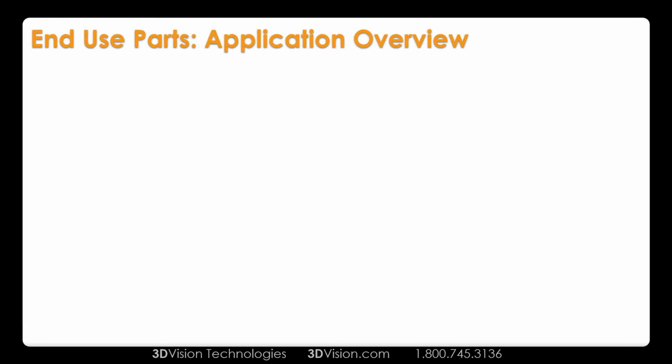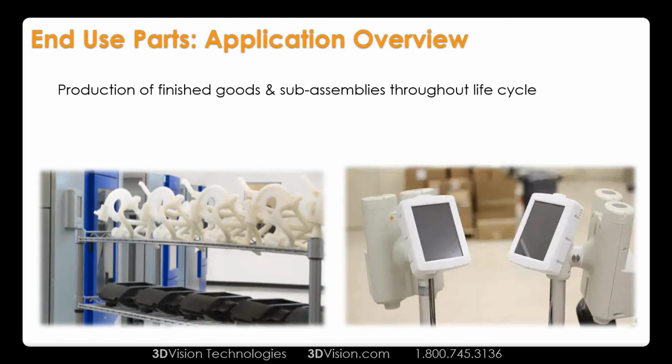All right, so a quick application overview. What are end-use parts? End-use parts are finished goods or sub-assemblies or parts thereof throughout their life cycle. I come from a production engineering background, so I wasn't involved with all of these life cycle terms. I didn't know what these were. Some of you may, some of you may not, but we'll cover them just in case.